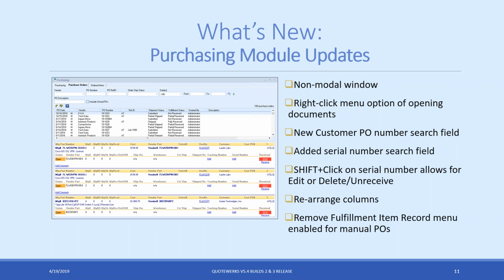You can even unreceive. So if you marked an item as received that you didn't mean to, we can actually backtrack that. So some cool new little features that are available for you to start using immediately in the purchasing module.